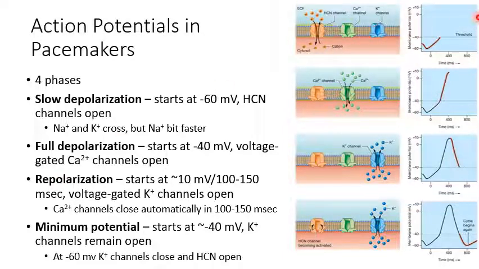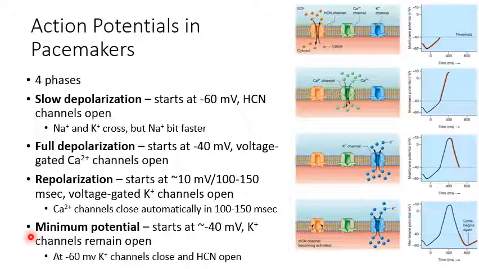So here's your image for the slow depolarization phase. The only channel that's open is the HCN channel. You have these positively charged sodiums entering the cell, and positively charged potassiums exiting the cell, but more sodium is entering than potassium is leaving, which means that overall the membrane potential creeps more positive. It's going to creep up slowly, which is why it's called the slow depolarization phase. It's going slow because of the potassium that's leaving the cell.